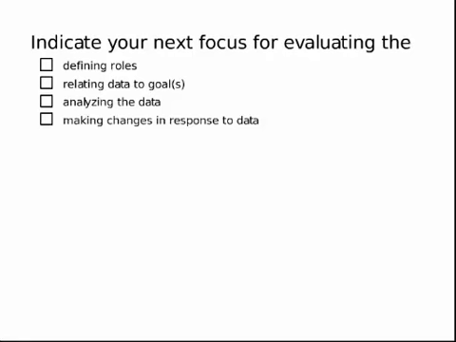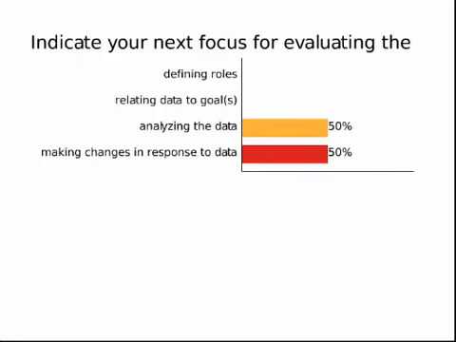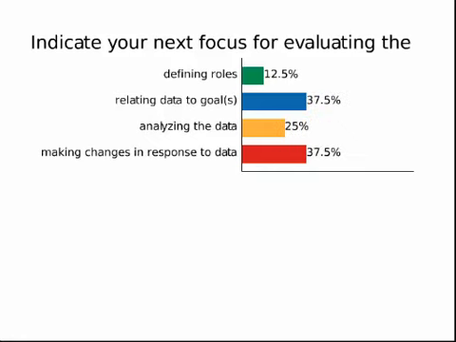Okay, we have another poll. This time, we'd like you to fill out the survey to indicate your next priority in terms of evaluating effectiveness from this point forward. Is it clearly defining roles and responsibilities of team members when it comes to data collection and analysis? Is it collecting data that is student achievement specific and that is related to one or more goals? Is data analyzed? Is it making team decisions regarding changes that are data driven? Let's see how that is going.